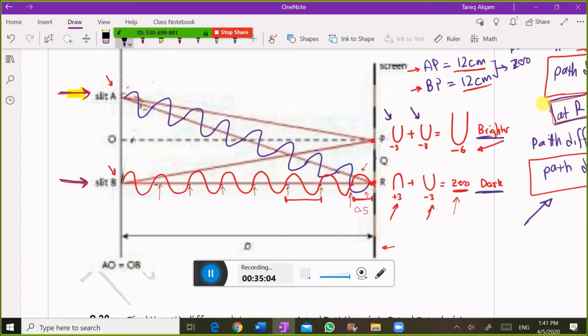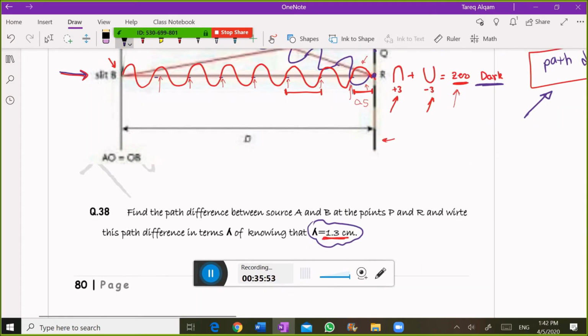Here, we have interference of waves at P. Here, we have interference at R. At P, I got what? A trough with a trough. So the resultant amplitude is larger, or they meet in phase. At P, they meet in phase. As a result, they meet a trough with a trough, so I got a larger amplitude resultant wave. If they meet in antiphase like R, I got a trough with a crest, so I got a zero or reduced amplitude. So I got a darker region.